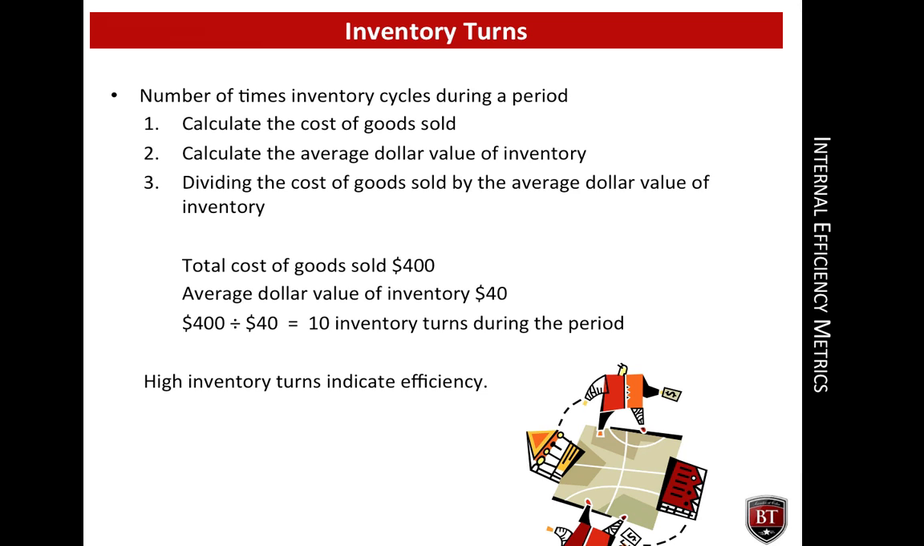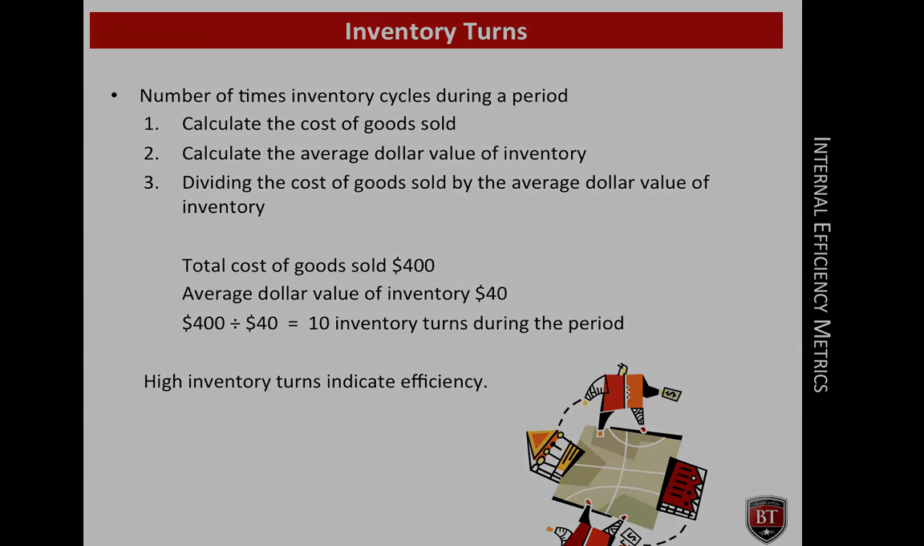For example, the total cost of goods sold is $400. Average current dollar value of inventory is $40. $400 divided by $40 equals 10. This means that there are 10 inventory turns during the period. A higher inventory turn number indicates a company is operating efficiently. A low ratio indicates a company has not moved as much inventory and there has not been as much revenue generated. This slow-moving inventory must be maintained, imposing additional costs on the organization.